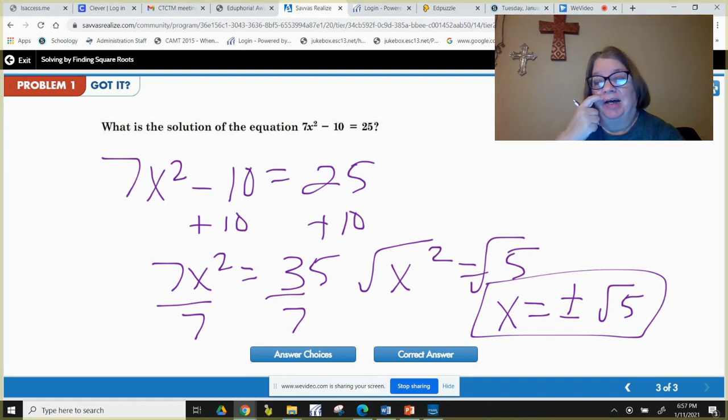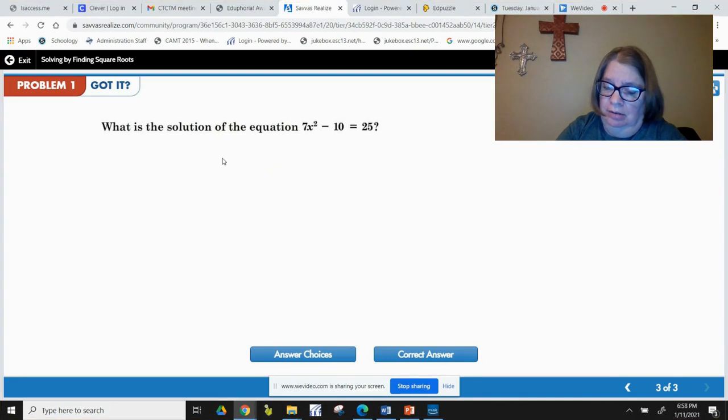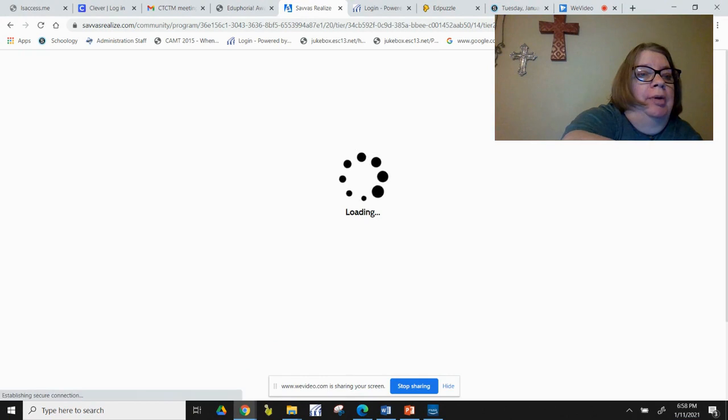Okay, that's solving by finding the square root, and you'll see a little bit of that in your assignment today. Let's go back.